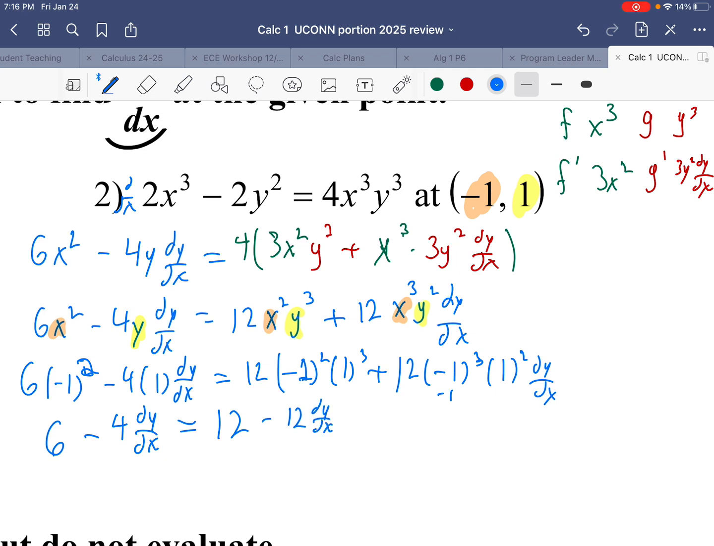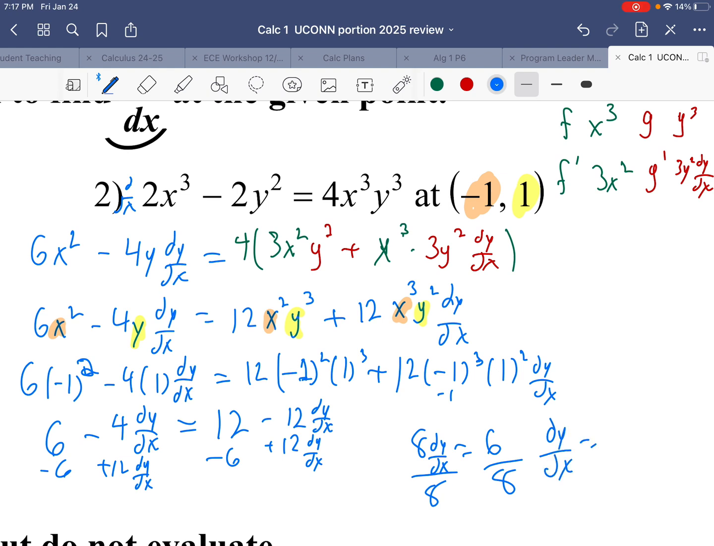At this point, you can pick whichever side. I would probably add 12 dy dx on both sides. And you could do it one step at a time. And I'd also subtract 6 on both sides. So I get 8 dy dx is equal to 6. Divide both sides by 8. Dy dx is equal to, they have 6 over 8. If you check for the answer in the back, it'll be 3 over 4.